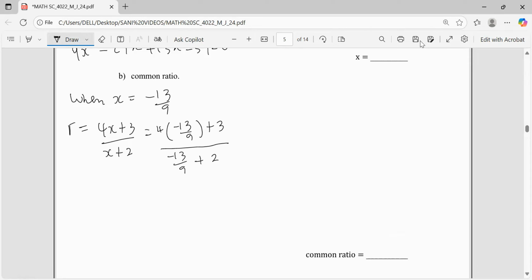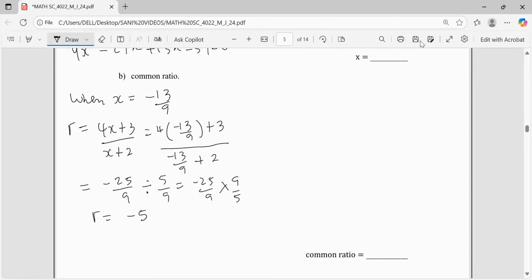So we have minus 25 over 9 divided by 5 over 9. This is minus 25 over 9 times 9 over 5. So the common ratio R equals minus 5.